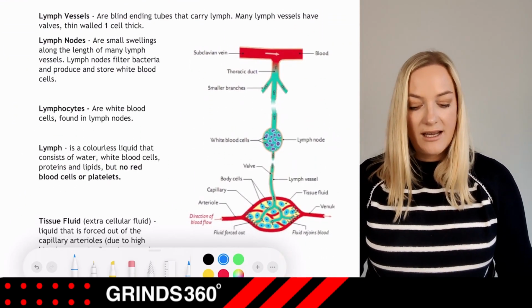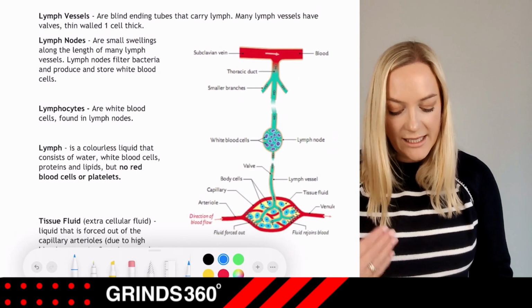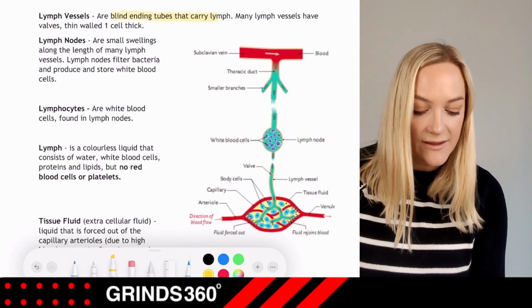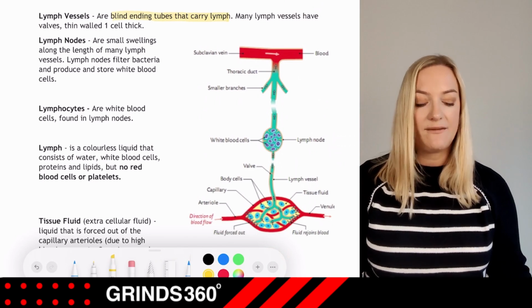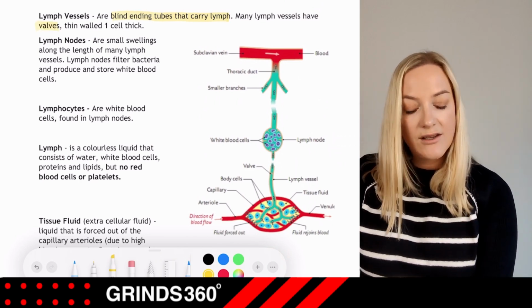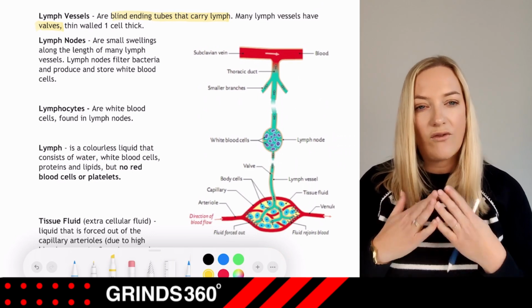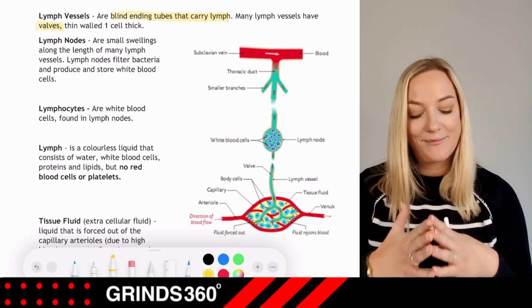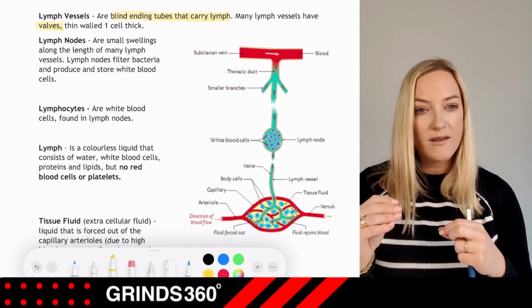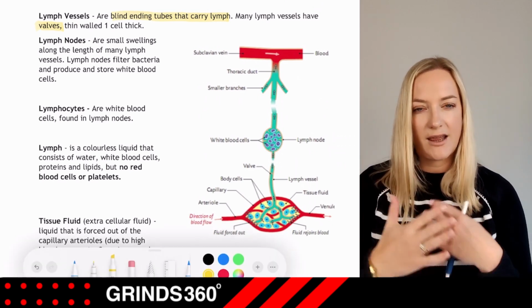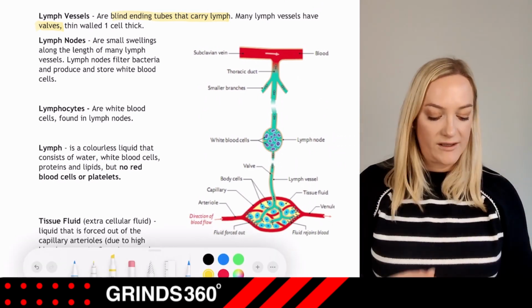So lymph vessels. Lymph vessels are blind ending. They're blind ending tubes. And what they carry is our lymph. Many lymph vessels have valves. They're similar to veins in that way, they have valves. What do valves do? Valves prevent backflow. Their walls are thin. Thin walls, 1 cell thick. I just said that before. When we say thin walls, we say 1 cell thick.